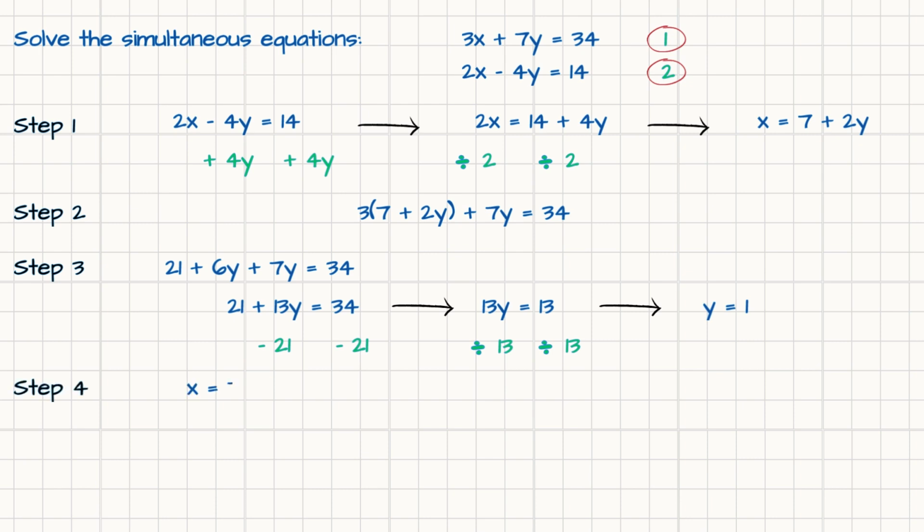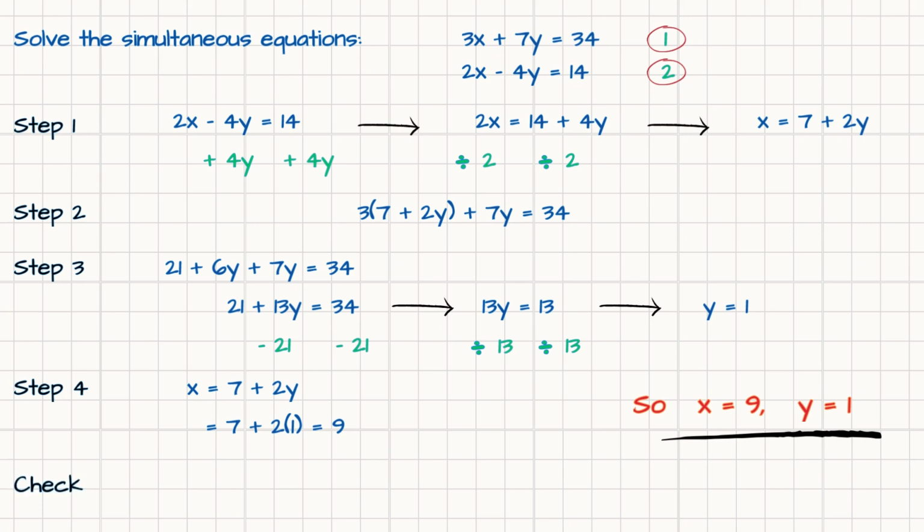Now with the value we have of y, let's substitute into the expression of x to find that x equals 9. So there we have it. Our solution to the simultaneous equations is x equals 9, y equals 1. We can do a quick check to see if this is correct. If we use the first equation, we can see that 3x plus 7y is equal to 3 times 9 plus 7 times 1 equals 27 plus 7, which is 34.